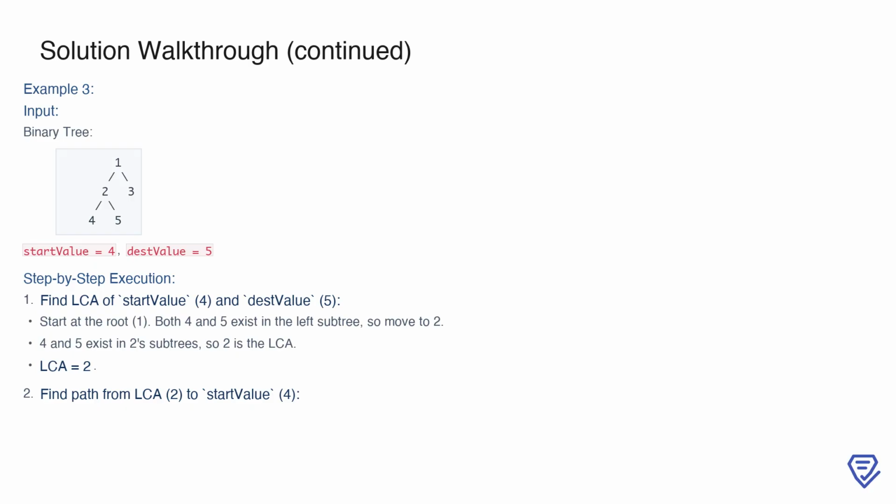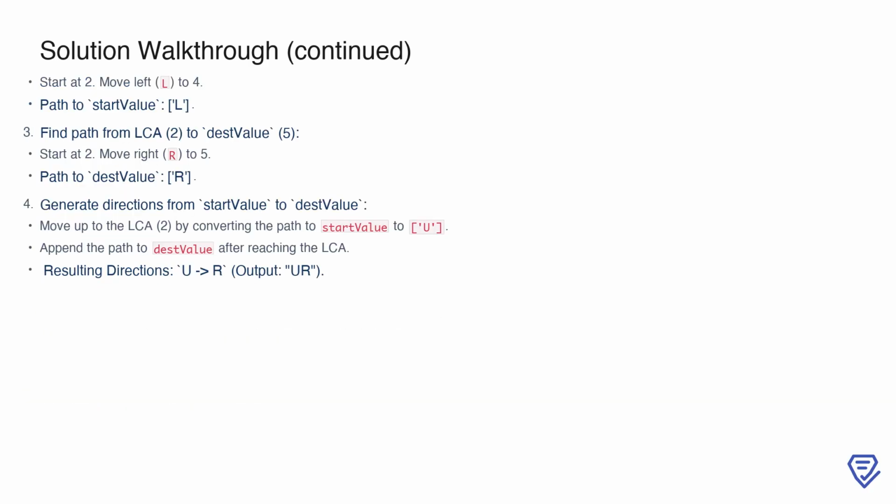Now, we determine the path from the LCA, node 2, to the start value, node 4. To find the path to start value, node 4, we start at node 2 and move left, resulting in L. Next, we find the path from node 2 to dest value, node 5, by moving right, giving us R.